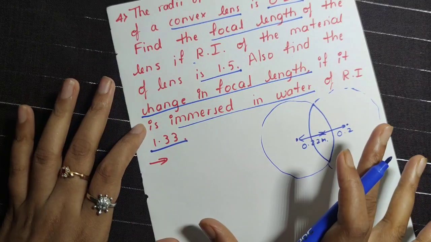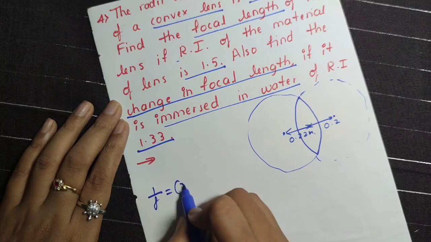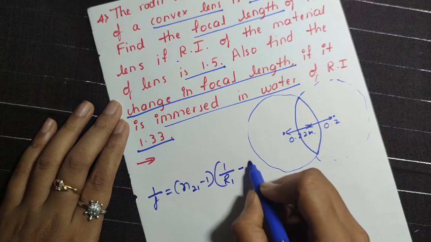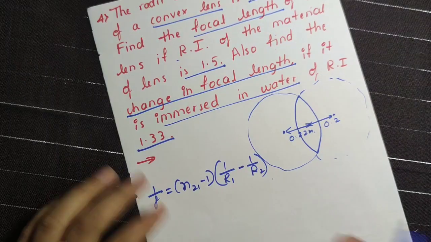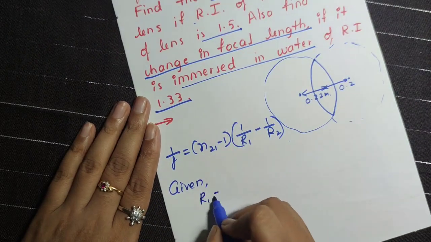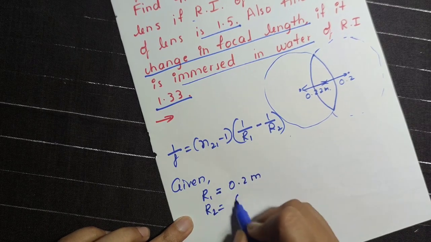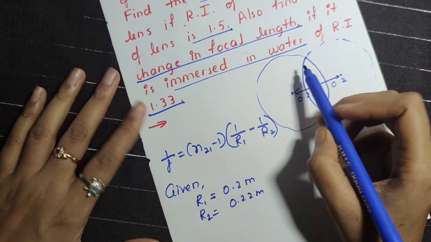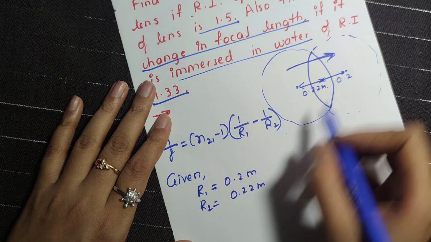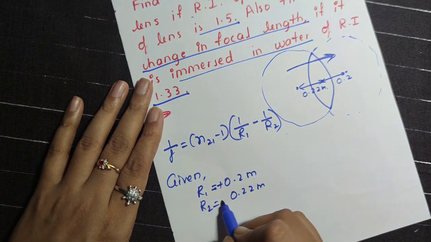From the lens maker's formula we know that 1 by f is equal to (n2 by n1 minus 1) into (1 by r1 minus 1 by r2). First let us write the given data. r1 is 0.2 meter and r2 is 0.22 meter. If the ray of light is in this direction, then r1 will be taken as positive and r2 will be taken as negative, right?